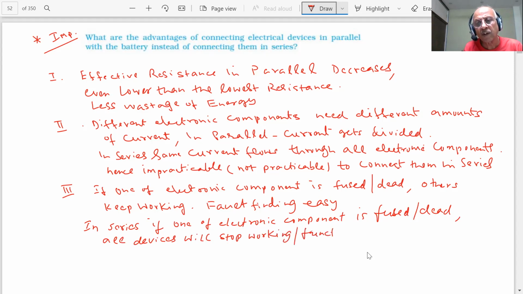This question is important and will be asked in the paper. Every year they are asking this question, student. So note down everything very clearly, student. The advantages of a parallel circuit over a series circuit is an important question. After you note it down, you will let me know. I will proceed further.